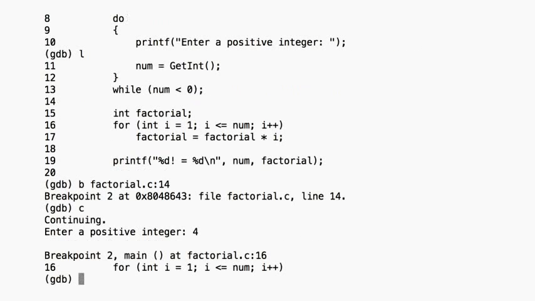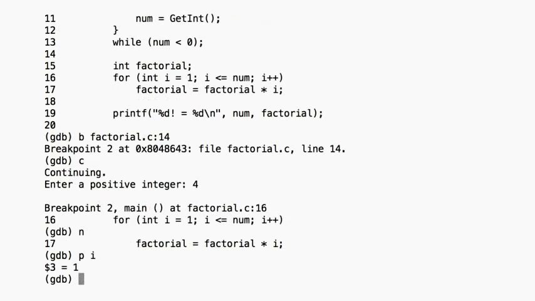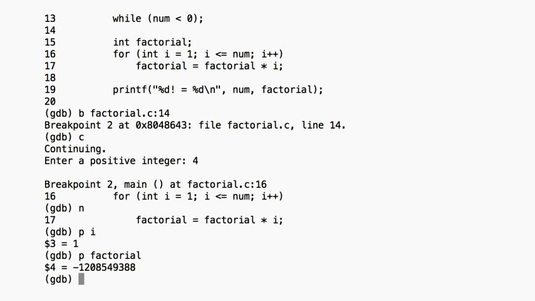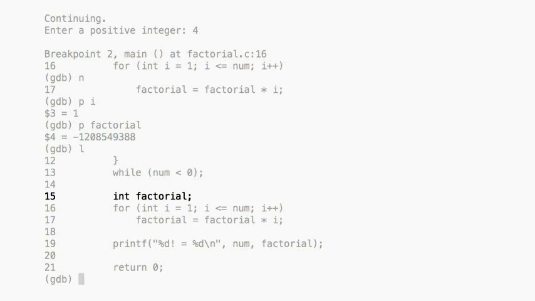OK, here we are at the for loop. Let's go one more line into the for loop, and then we'll start printing variables to see what's going on. Let's make sure that i is indeed 1, as expected. Yep, that's all good. What about factorial, though? Whoa, that's no good. We've got a big negative number here. How'd that happen? Well, if we look back at the code, we see that we never initialized it, so we've just got trash in there. That'll definitely throw off our calculation.